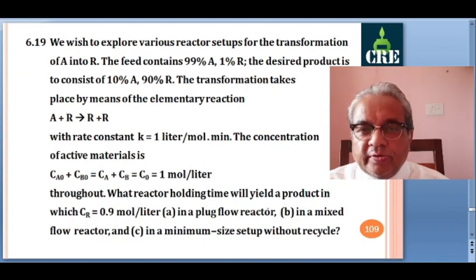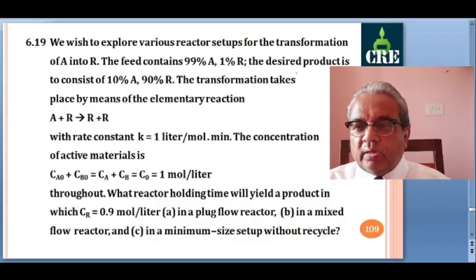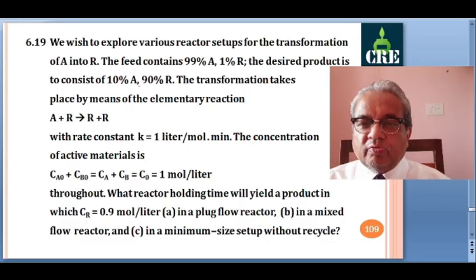Next, 6.90. We wish to explore various reactor setups for transformation of A into R. The feed contains 99% of A and 1% of R. The desired product consists of 10% of A and 90% of R. So the feed is 99% of A and only 1% of R, and the desired product is 90% R, only 10% of A.